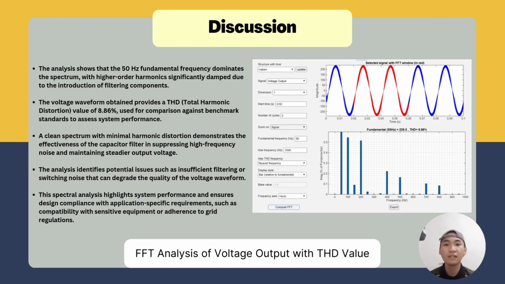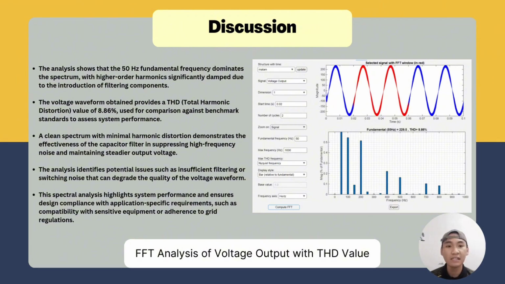Besides that, the obtained voltage waveform also gives a THD of 8.86%, which is a calculation for comparison to the benchmark standard to assess the general performance of the system. This is a fairly clean spectrum with less harmonic distortion. It goes to show that the capacitor filter does a good job suppressing most of the high frequency noise to maintain a steadier output voltage.